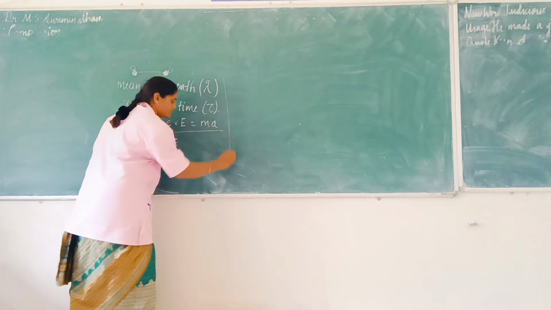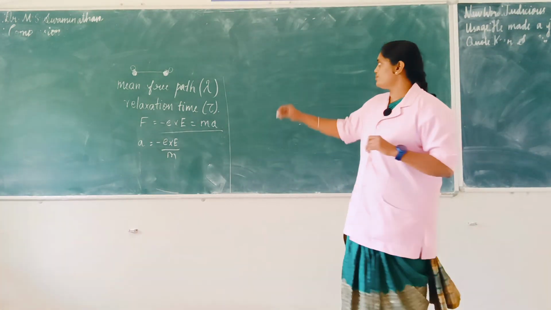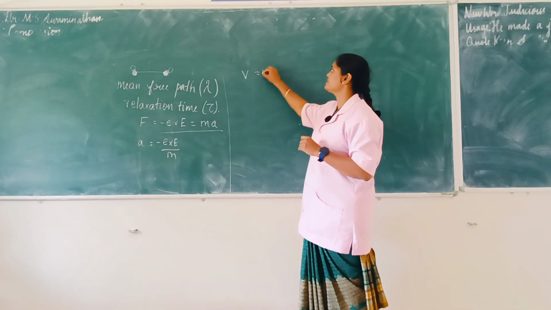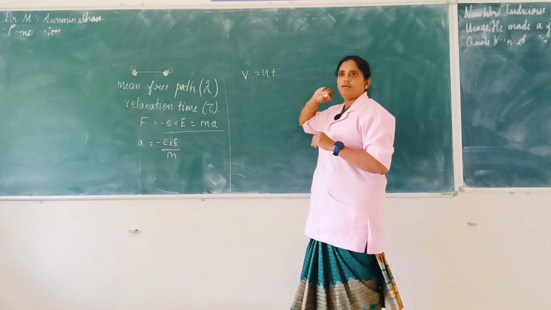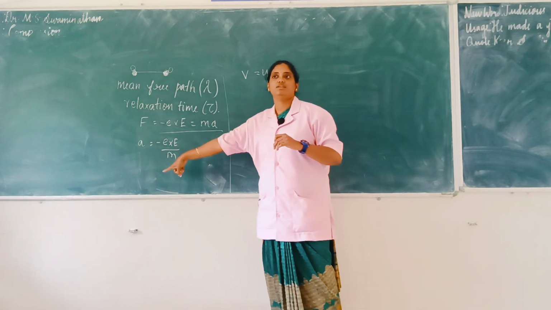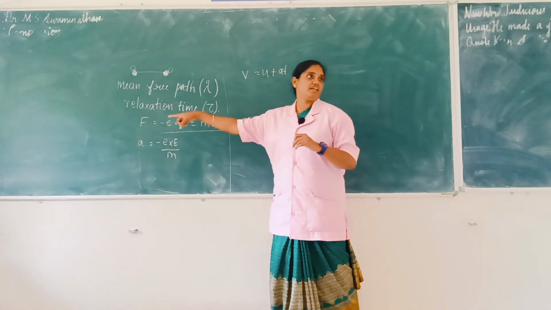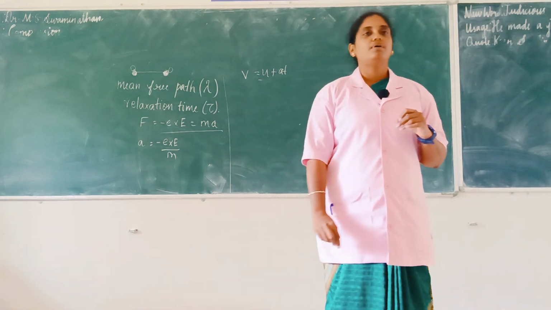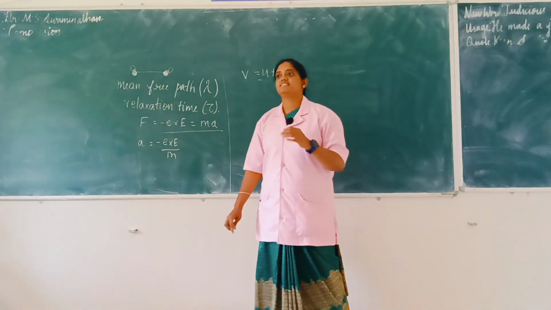Okay. And we know the equation of motion. 3 equations you have studied. So v, the final velocity, is equal to initial velocity plus the electrons will be in acceleration, u plus at. So instead of this a, we can substitute here. Instead of time, we can substitute the relaxation time. So what is u here now? 0. Why? Because it has just collided. Yes, just it is started to.